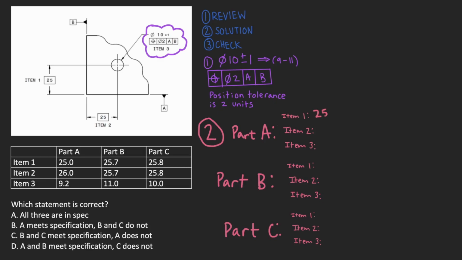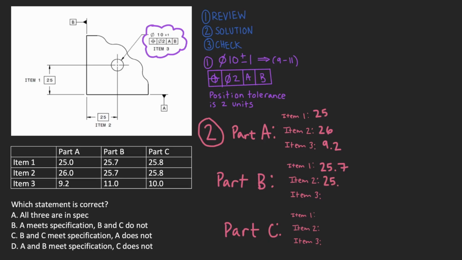So that's within 2 units as defined by our feature control frame with respect to datum A. Item 2 is 26. That is also within 2 units in our feature control frame as referenced by datum B. Item 3 is 9.2. That's within our diameter tolerance of plus or minus 1 of 10 plus or minus 1 unit. So that all looks good.